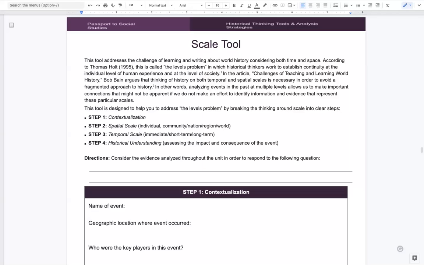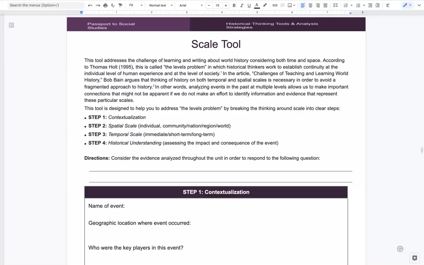We will look at contextualization, spatial scale, which is looking at how the event will impact individuals, communities, nations, and even the world. The third step is temporal scale, and we'll be looking at not only the impact of short term or long term, but also the immediate impact of an event. And then we will synthesize everything with a historical understanding and assessing the impact and consequence of the event.